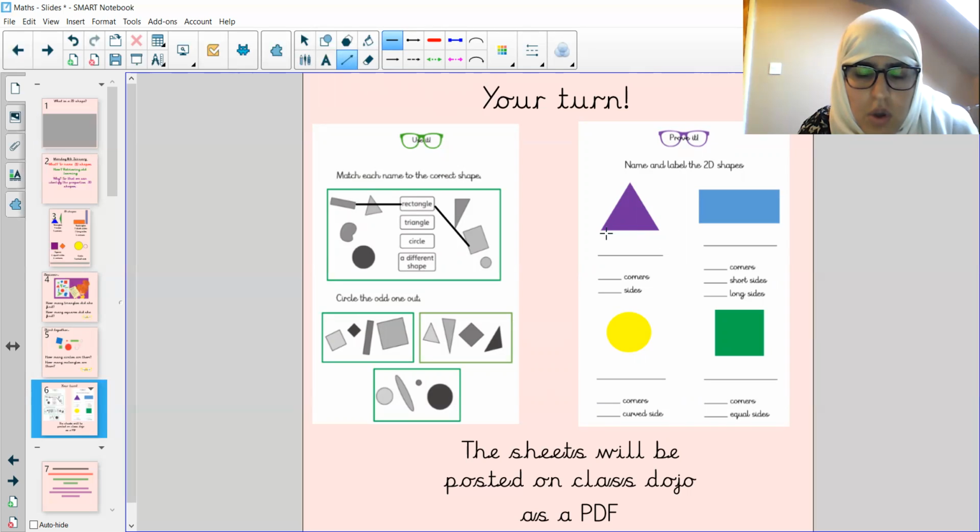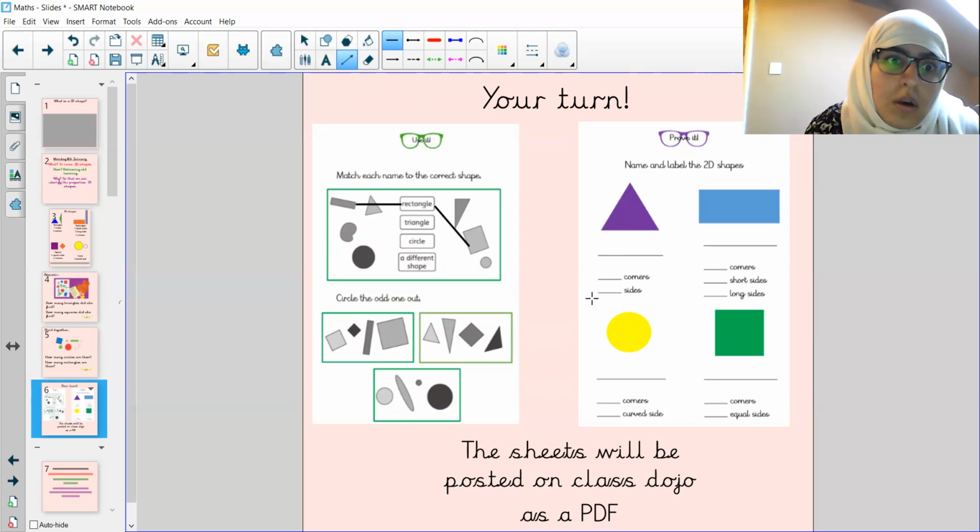1, 2, 3, 3 sides. So I'm just going to write the number 3 here. And how many corners? 1, 2, 3. 3 corners. So if it has 3 corners and 3 sides, that tells me this shape is a triangle. Well done. So I would write triangle here.